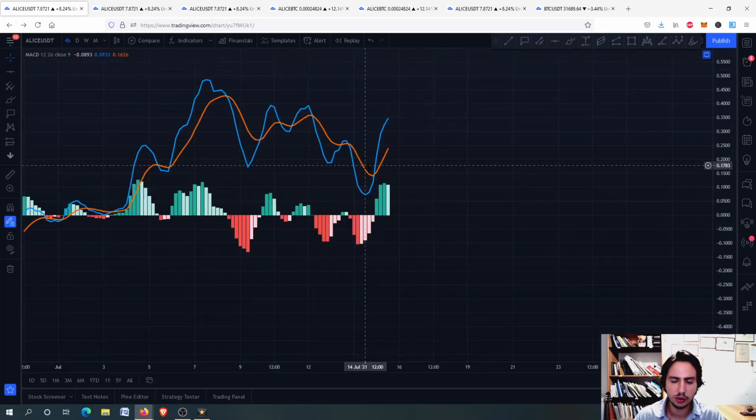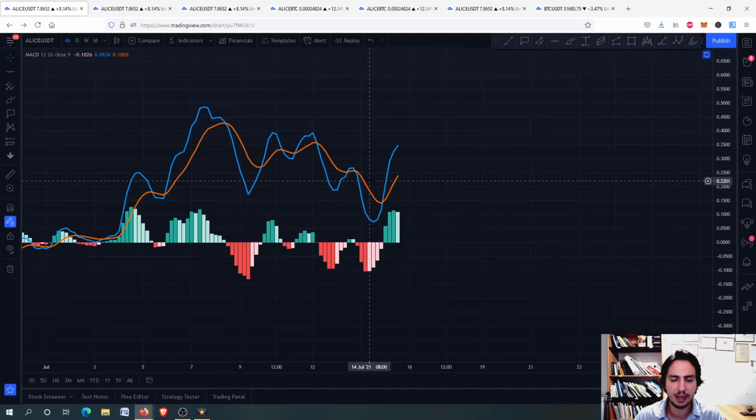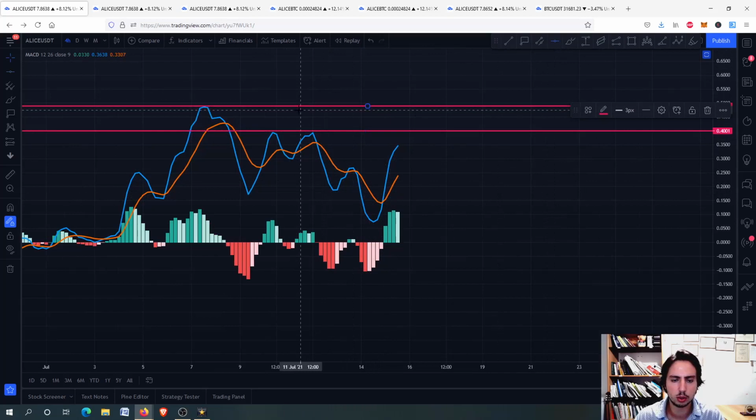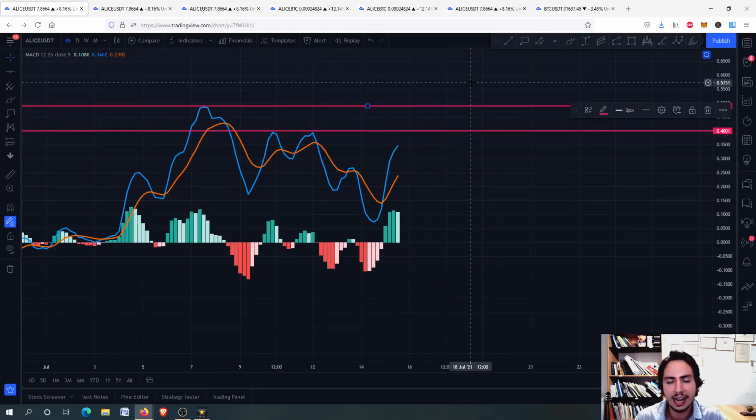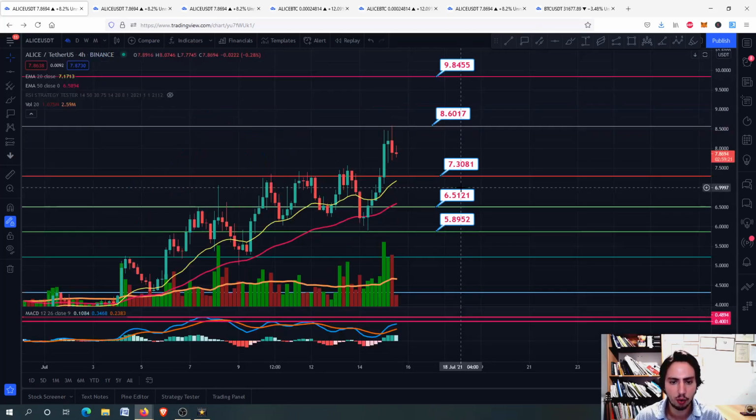Let's go now to the MACD. On the MACD, we have the blue line crossing above the signal line right here, but we want to go all the way upwards. We don't want to have lower highs in the MACD and higher highs in the price. We just want to surpass the previous highs right here to form a higher high and higher low pattern in the MACD on the 4-hour frame.